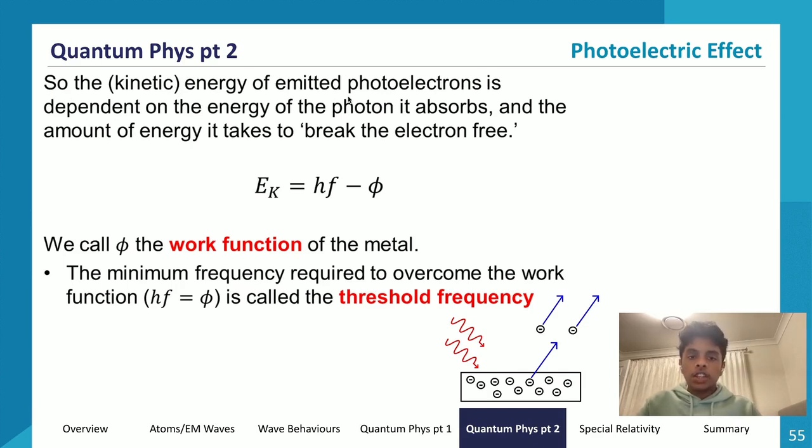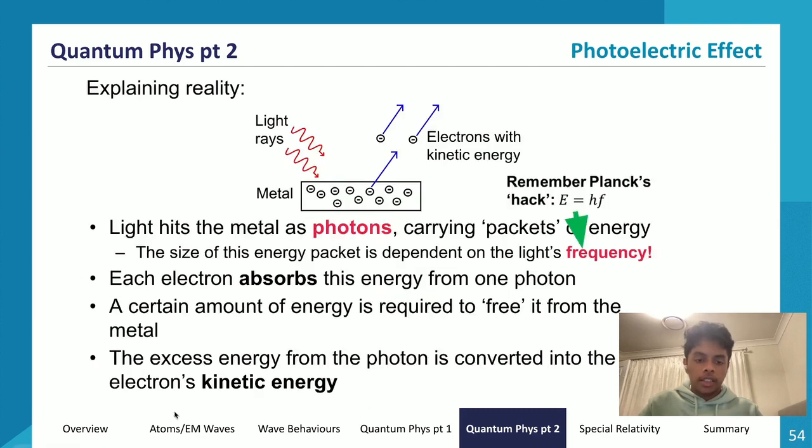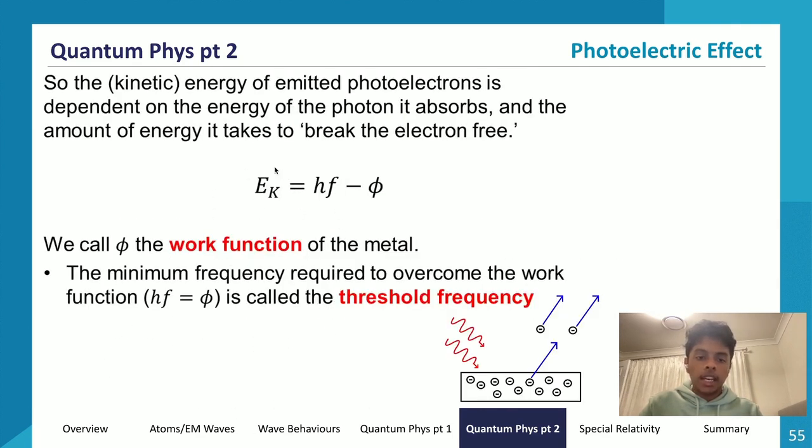So the kinetic energy of emitted photoelectrons is dependent on the energy of the photon it absorbs and the amount of energy it takes to break the electron free. So if we're now trying to express this last dot point within an equation, we get the kinetic energy of the photoelectron emitted is equal to the energy that we supply from a photon minus the work function of the metal. What is the work function of the metal?